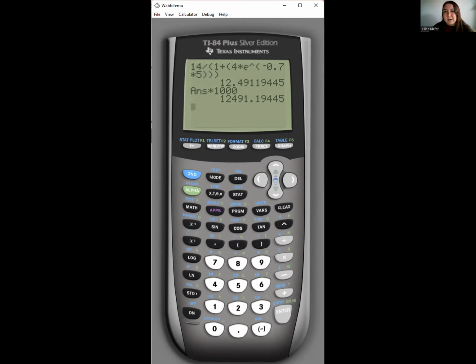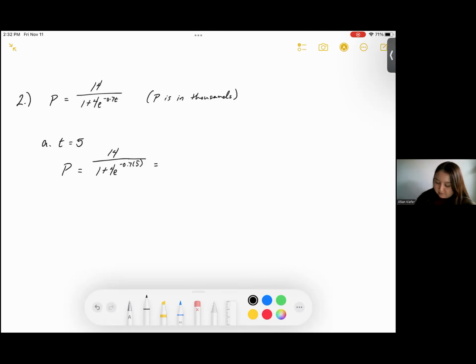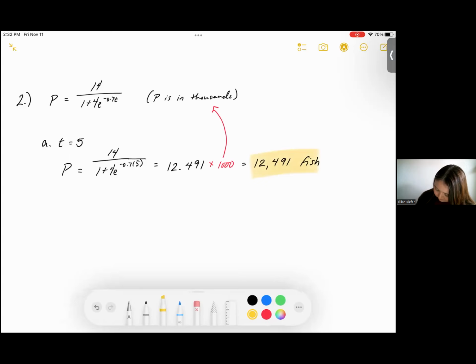Let's go ahead and go on back over to our notes to write this in. All right, so we found this value. It came out to about 12.491. And then remember, we had to multiply by 1,000. This is because population is in thousands already. And so this answer tells us 12,491 fish. All right, so that's how many fish were in the population after about 5 years.